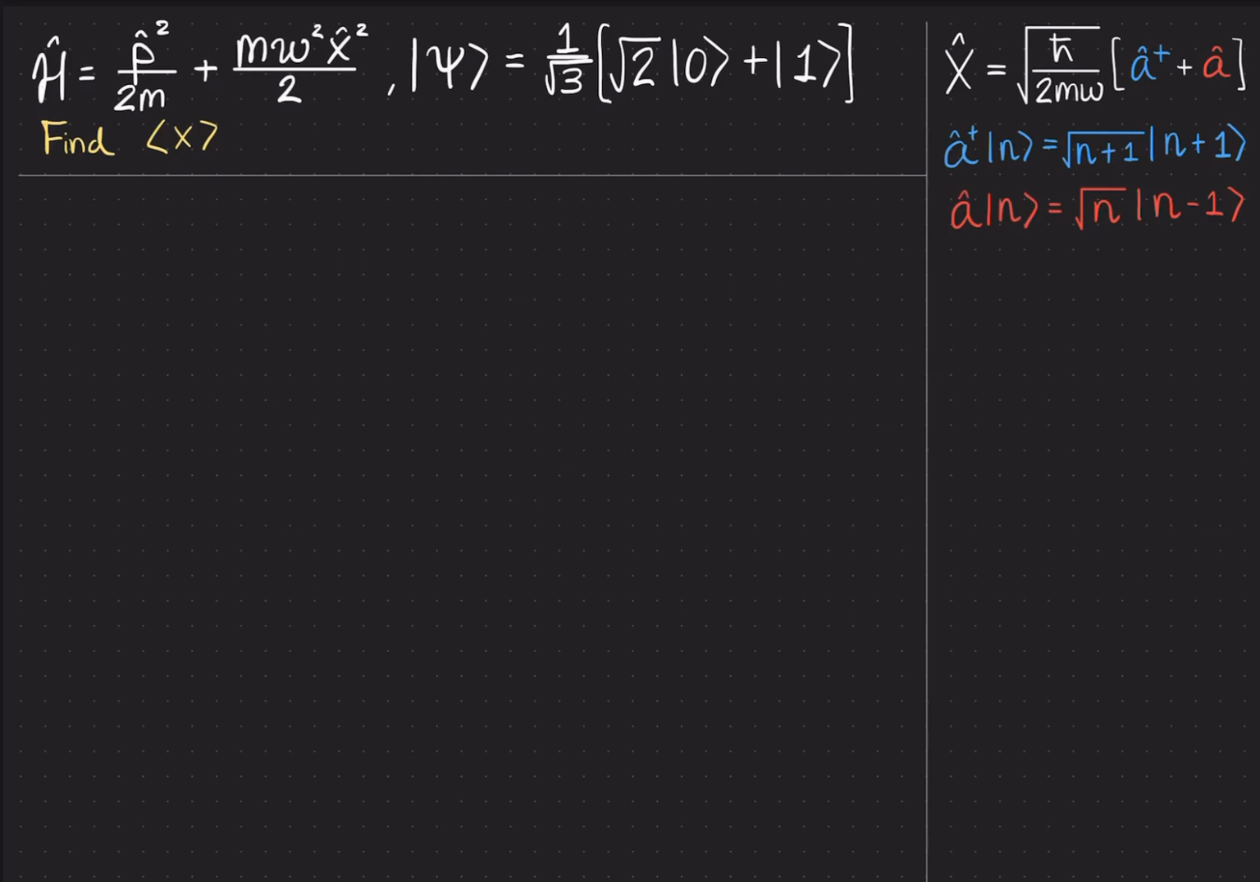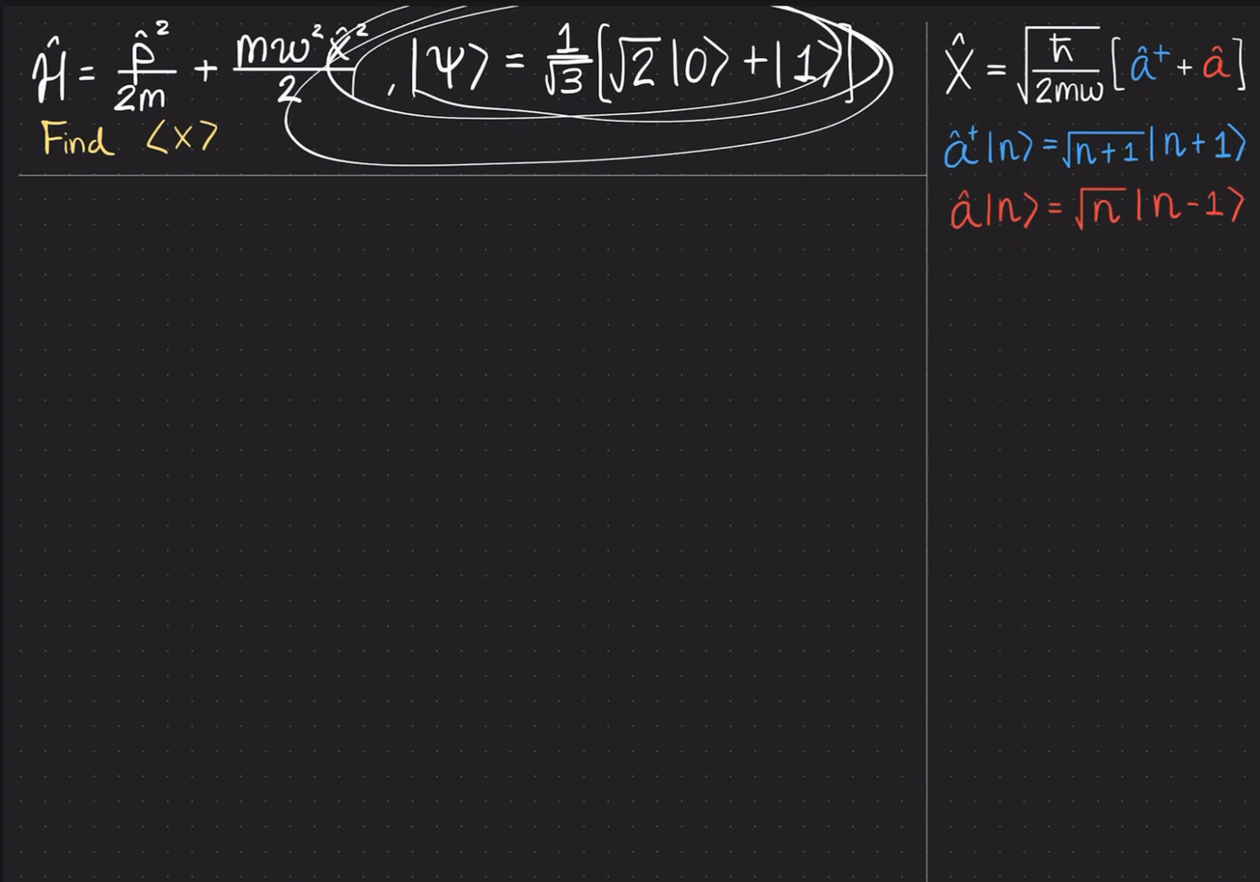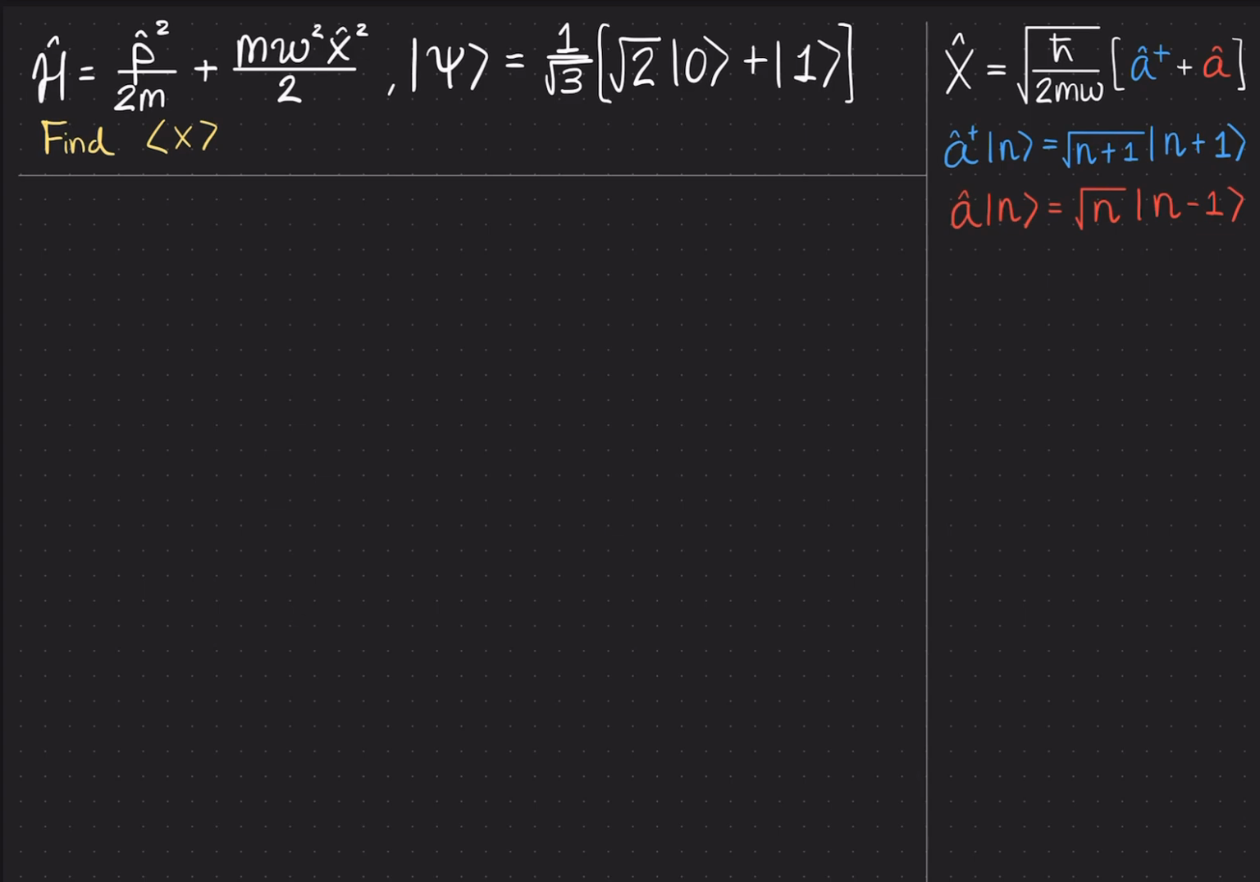Hey everyone, so today I want to share a quick example on the quantum harmonic oscillator, and specifically how to apply the raising and lowering operators to find stuff like the expectation value of position and momentum and position squared and momentum squared, which are very important quantities. And so in this case, I have this kind of ugly superposition of states, and I want to figure out what the expectation value of position is.